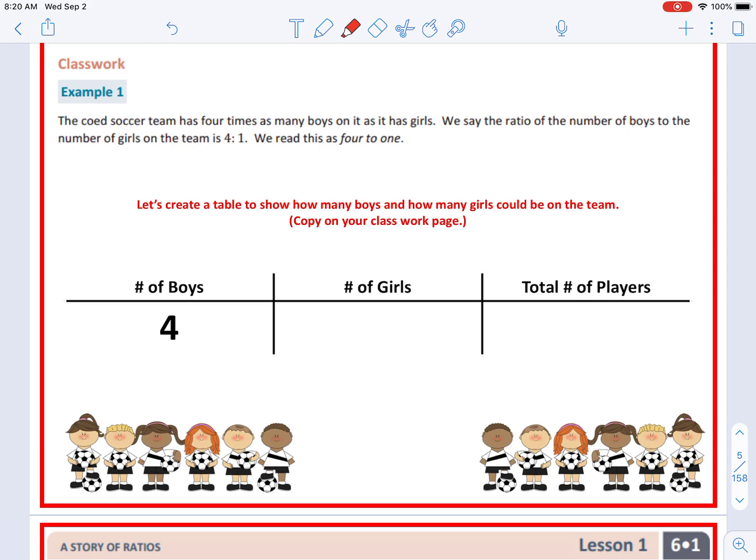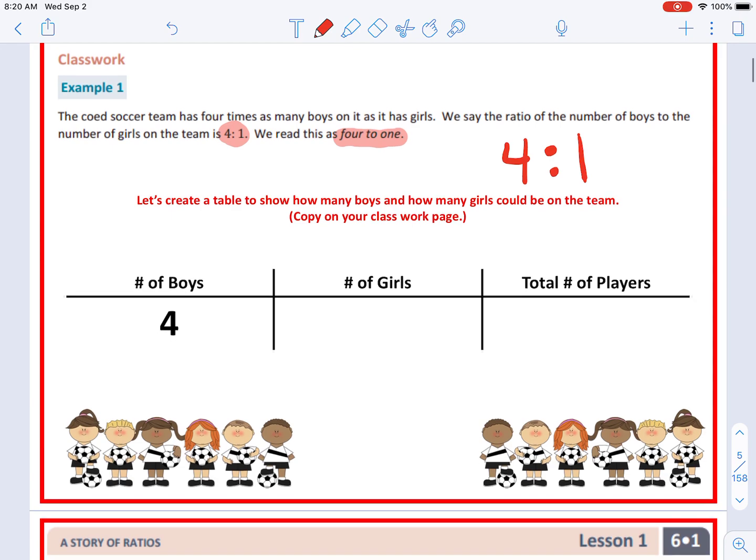So example 1 tells us the co-ed soccer team has 4 times as many boys on it as it has girls. We say the ratio of the number of boys to the number of girls on the team is 4 to 1. We read that as 4 to 1. This is telling us that for every 4 boys, there is 1 girl. So on the table, I'm going to write 1 under number of girls because we know the ratio is 4 to 1. And the total number of players is 5.